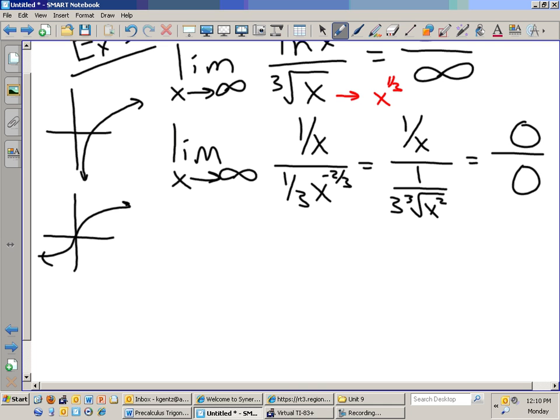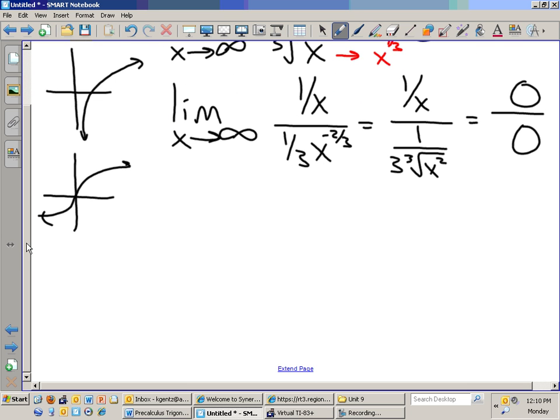Now, you could try applying L'Hopital's rule again. But you're going to continue to come up with that situation over and over and over. And so, as you can see in this situation, what should we do instead? Multiply by the reciprocal. Thank you, Brady, for being the voice of reason.